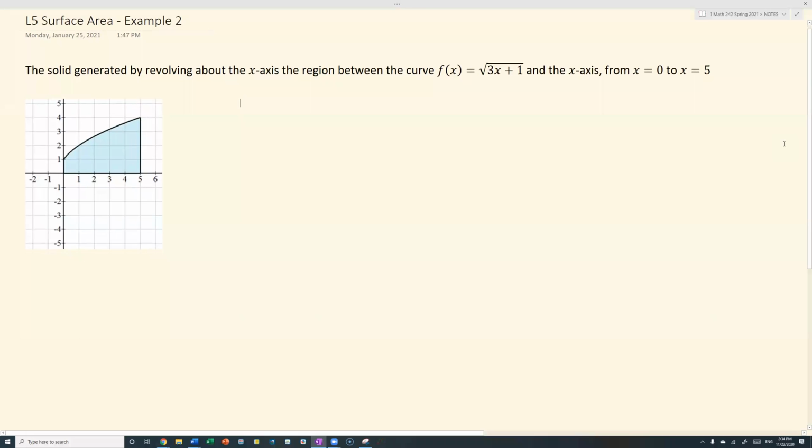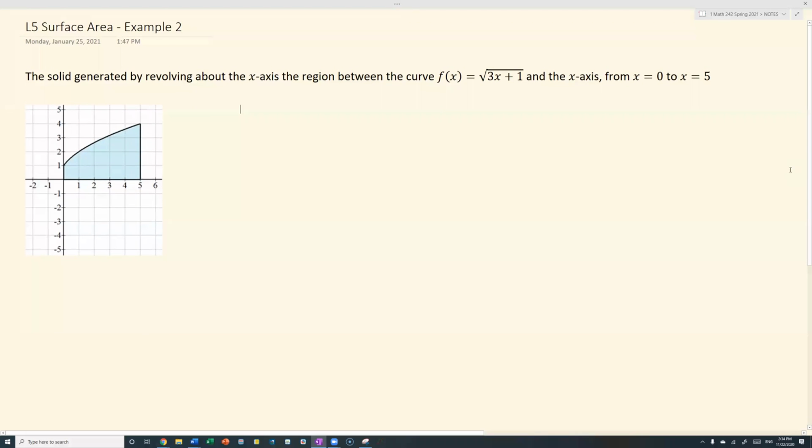Okay, so here is example 2 in the surface area L5 lesson. Suppose you have f of x is equal to the square root of 3x plus 1. That's the equation right there, f of x equals that. And it goes from 0 to 5.